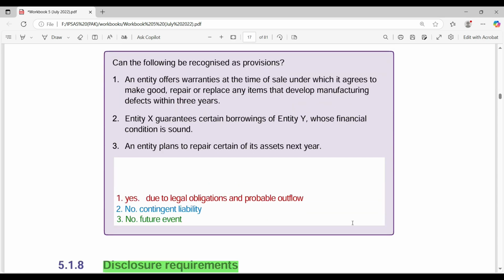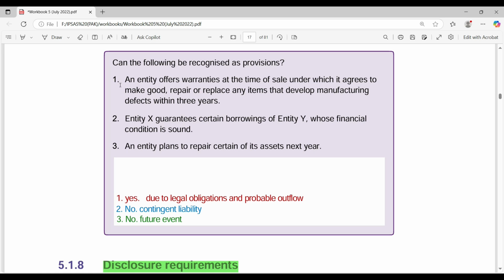See another example. Can the following recognize provisions? Number one, an entity offers warranties at the time of sale under which it agrees to make good, repair or replace any items that develop manufacturing defects within 3 years. For the 3 years, there is a legal obligation and there is a probable outflow. It means that you have to recognize the provision here.